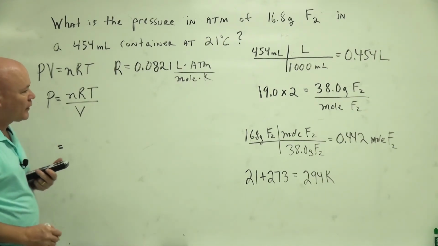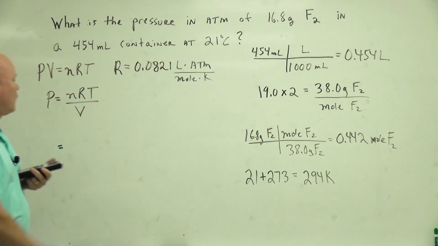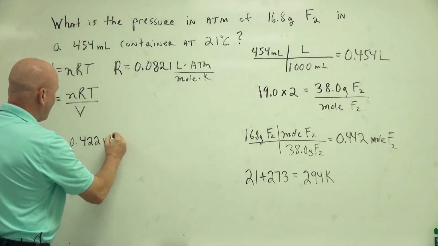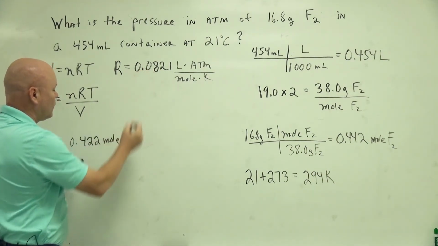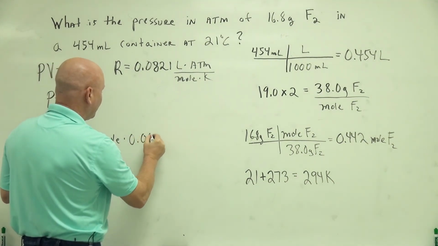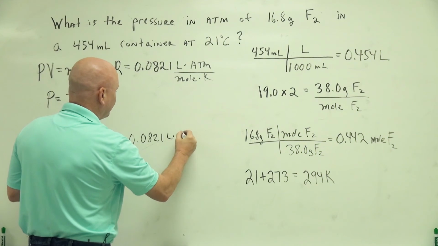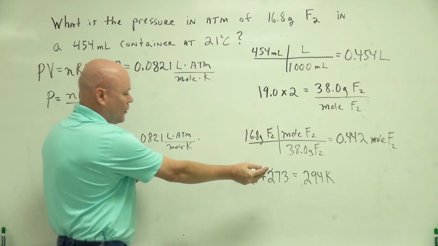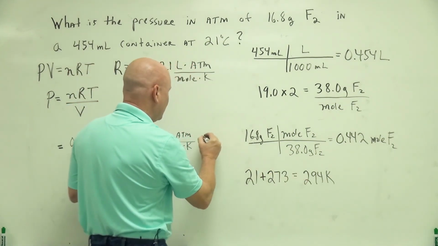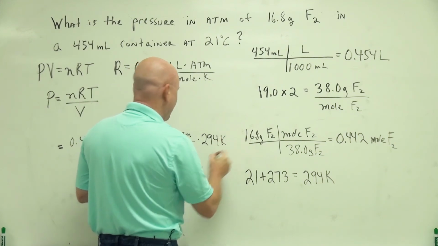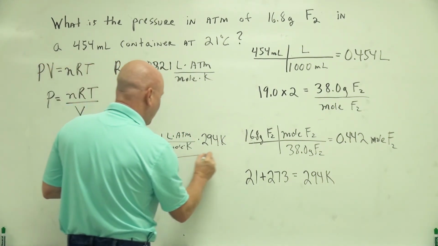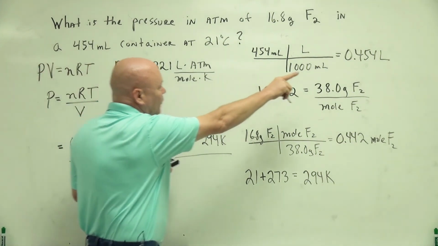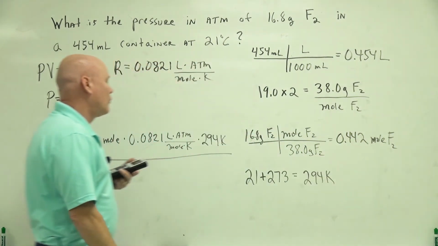The number of moles we calculated, right over here, is 0.442 mole. That's what n is. Our R, we figured that out based on the pressure units. And our temperature, there it is: we had to add 273 to get our 294 Kelvin. And then finally, we're going to divide the whole thing by the volume. We had to turn it into liters, and there it is, 0.454 liters.